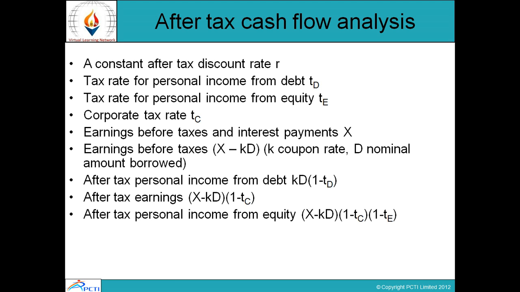After tax cash flow analysis, with a constant after tax discount rate: tax rate for personal income from debt TD, tax rate for personal income from equity TE, corporate tax rate TC, earning before tax and interest payment X, earning before tax X minus KD, where K is the coupon rate and D the nominal amount borrowed. After tax personal income from debt: KD multiplied by (1 minus TD). After tax earning: (X minus KD) multiplied by (1 minus TC). And after tax personal income from equity equals (X minus KD) multiplied by (1 minus TC) multiplied by (1 minus TE).